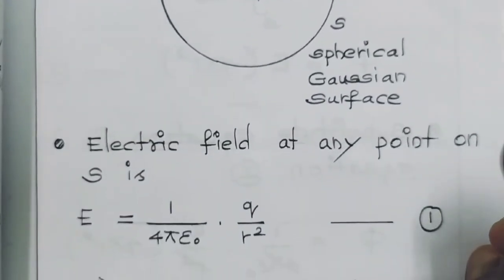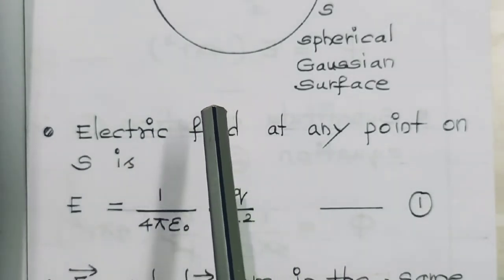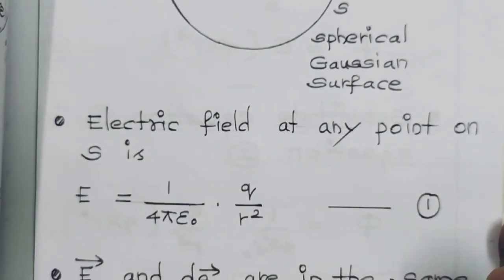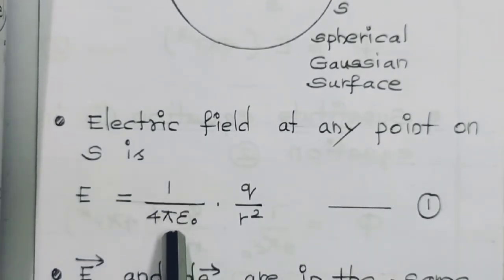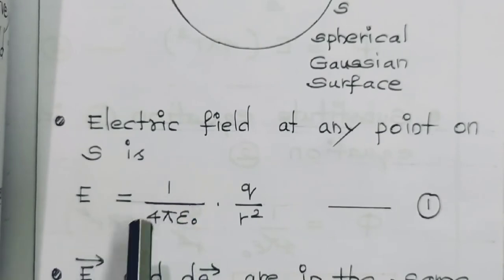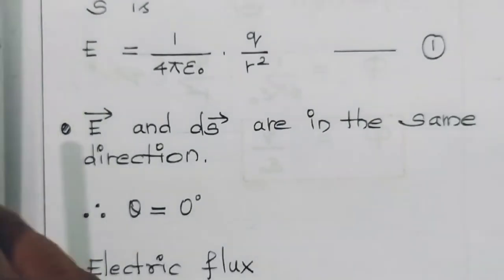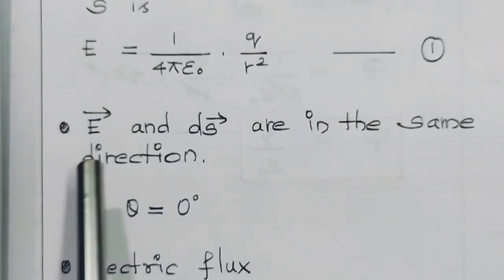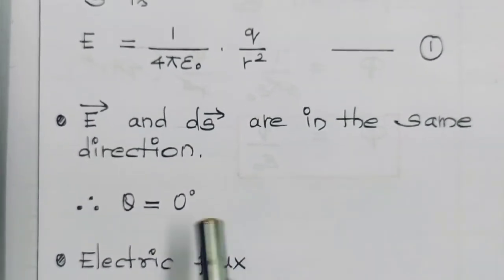Electric field at any point on the Gaussian surface S is E equals 1 by 4 pi epsilon naught times Q by R square. This is nothing but the common expression for electric field. E equals 1 by 4 pi epsilon naught Q by R square. Let it be equation number 1. In the next step, the E vector and ds vector are in the same direction, so angle theta is equal to 0.